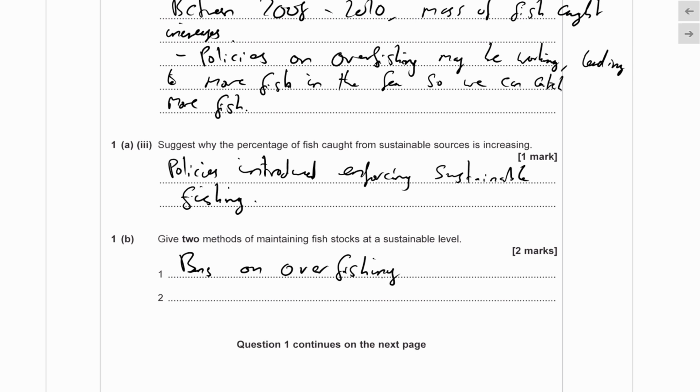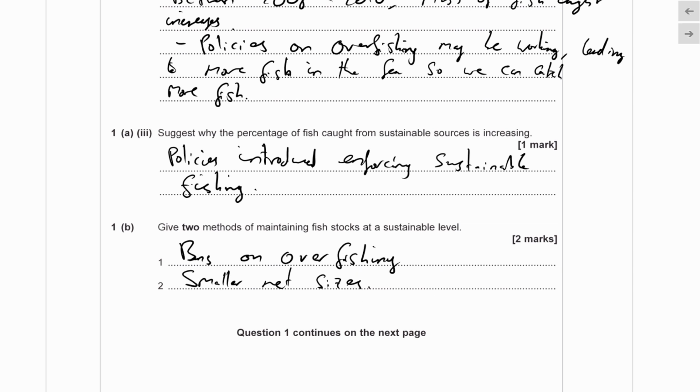Now another one is to do with the size of the nets that we are using to fish, because if we use huge nets which have really small mesh, then it means that we are going to catch almost all the fish in one area, and it means that the population is going to really be affected. So what we're going to do is we use either small nets where we're not going to catch everything, or we use large mesh, which means that some fish will be caught but some fish can slip through, and therefore you've still got fish in the area. So I'll say that smaller net sizes. All right, but you could have said larger mesh sizes.